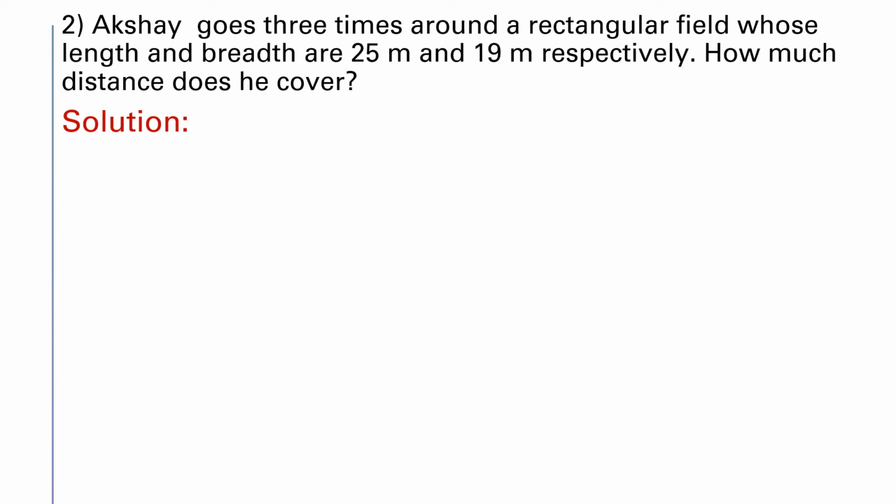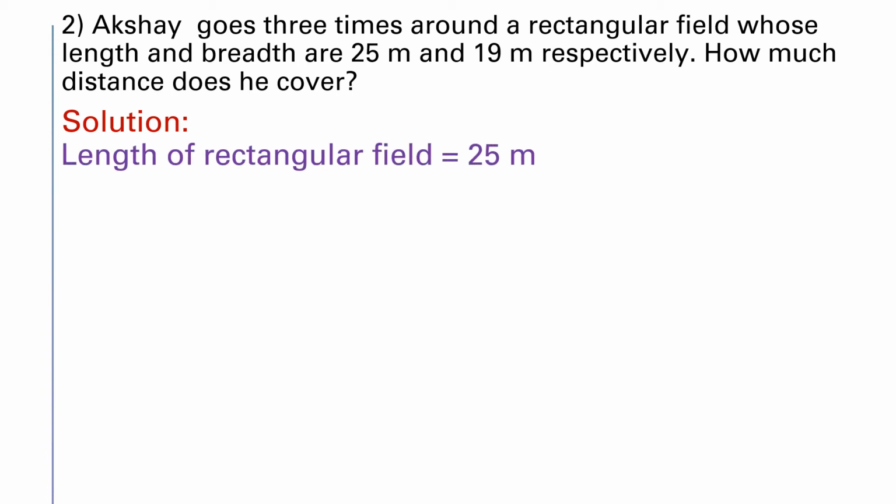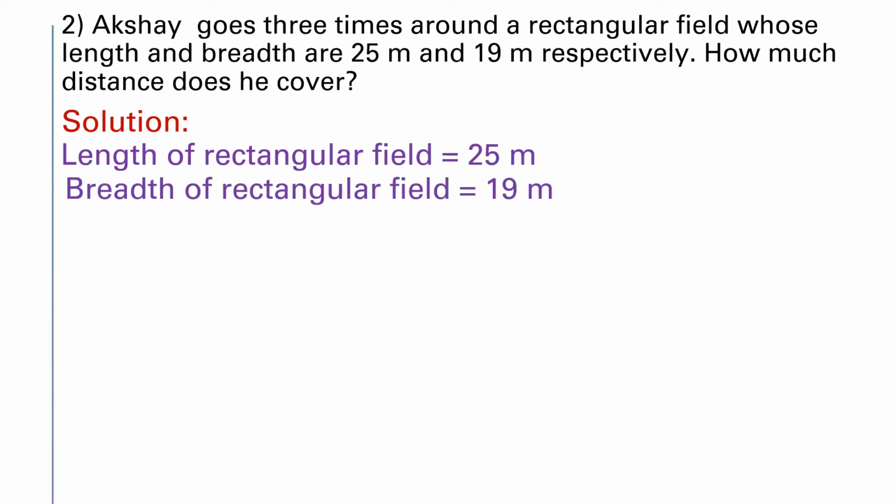Around a field means length of the boundary. That means perimeter. So first we find the perimeter, and then we have to find the distance covered by Akshay. How? Let's see. So write down length of rectangular field is equal to 25 meter. Breadth of rectangular field is equal to 19 meter. And distance covered by Akshay we have to find out.